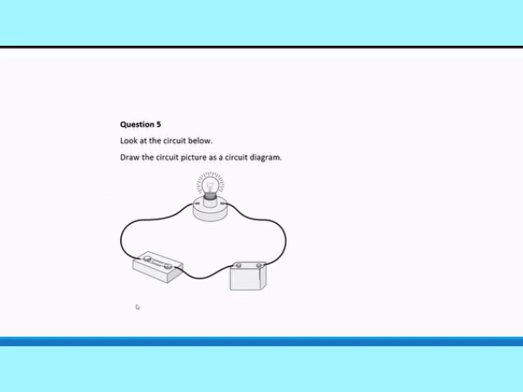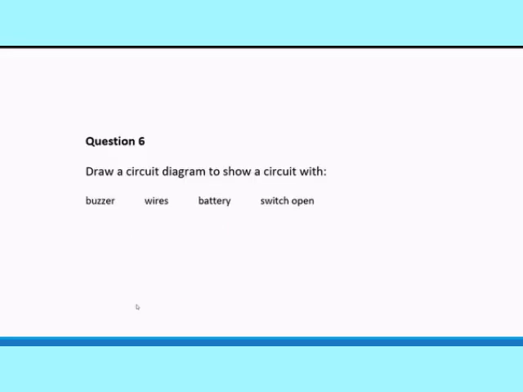Question 5. Look at the circuit below. Draw the circuit picture as a circuit diagram. So you are going to be drawing it as a scientific diagram. You're going to draw the circuit diagram using the scientific symbols. Pause the video and draw your circuit diagram now. Question 6. Draw a circuit diagram to show a circuit with buzzer, wires, battery, switch open. Pause the video and draw your circuit diagram now.